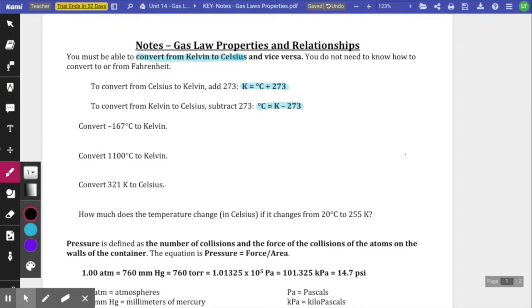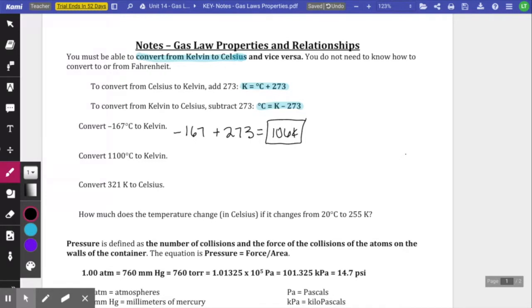All right, so let's do this first one. If I have negative 167 degrees Celsius and I want that to be Kelvin, just take negative 167, add 273 to it, and plug it into your calculator. When I did that, I got 106 Kelvin. That's it. It's pretty simple.